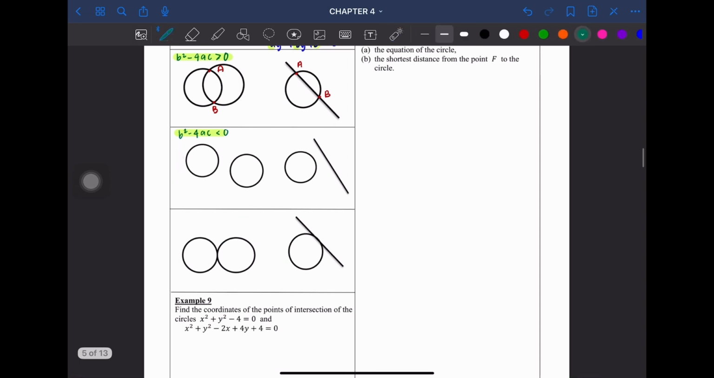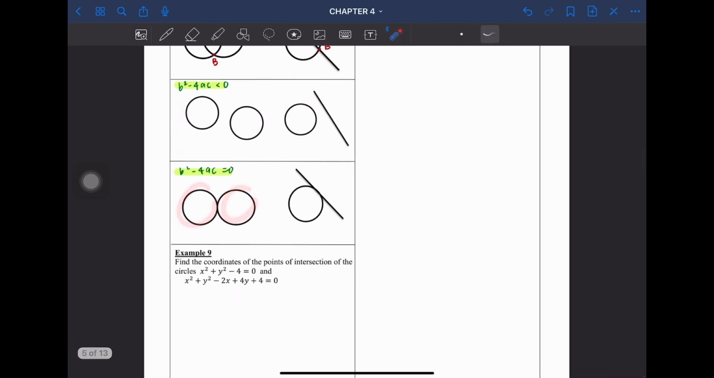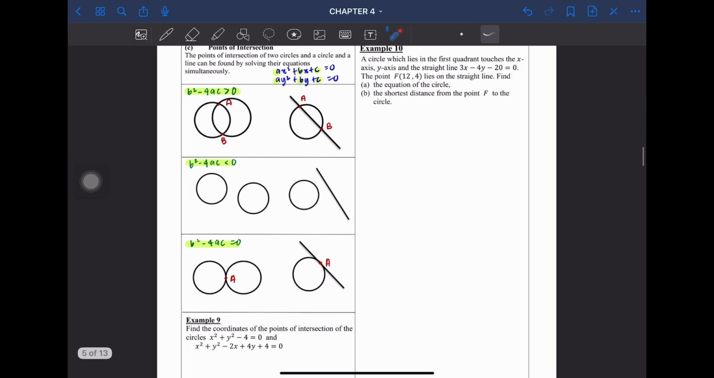And the last one is if you have b squared minus 4ac equal to 0. So this means either you have 2 circles that intersect at one point, or you have a circle and a line that intersect at 1 point. Okay, so that's the meaning for greater than 0, smaller than 0, or equal to 0. You can directly know what your answer is going to look like.